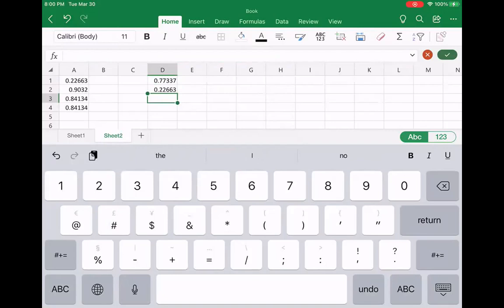Professor, is there any case where the cumulative will be false? No, not for us. Okay, thank you. Yeah, it's always set to true.